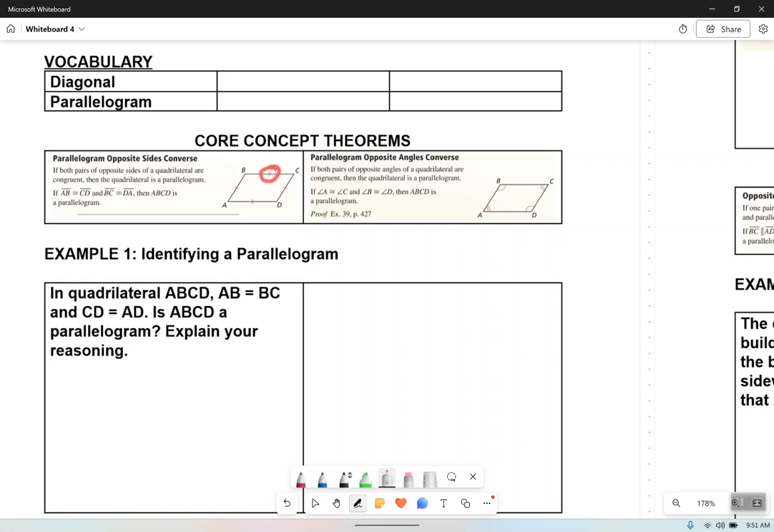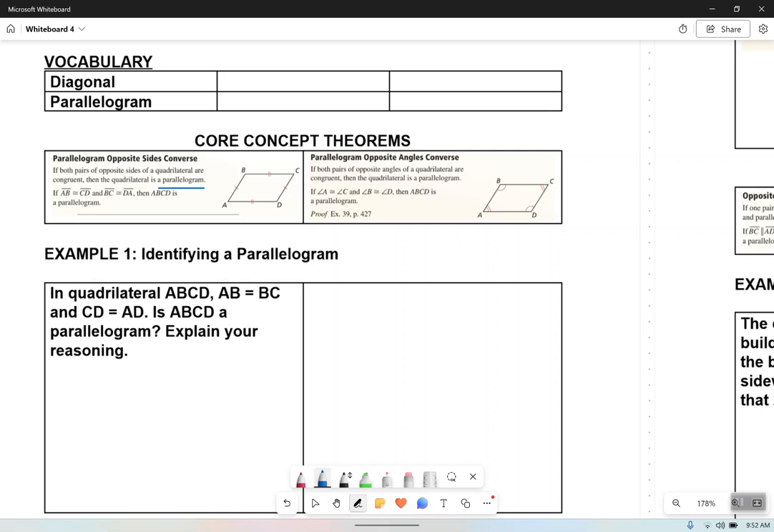And then how about BC and AD? What's true about those distances, given those tick marks up there? They're the same. Are opposite sides equal to each other? The left and the right are equal to each other. The top and the bottom are equal to each other. If you have that situation, then that has to be what kind of a shape here, kids? Parallelogram, okay? So that's going to be the parallelogram opposite sides converse. If you have both pairs of opposite sides that are equal, it's a parallelogram.